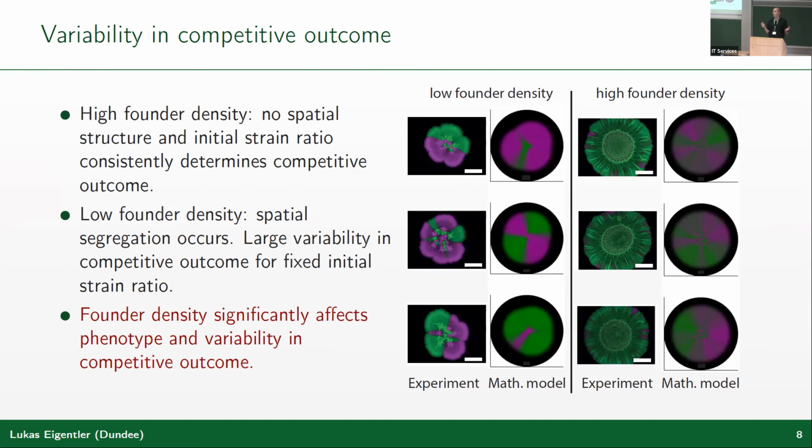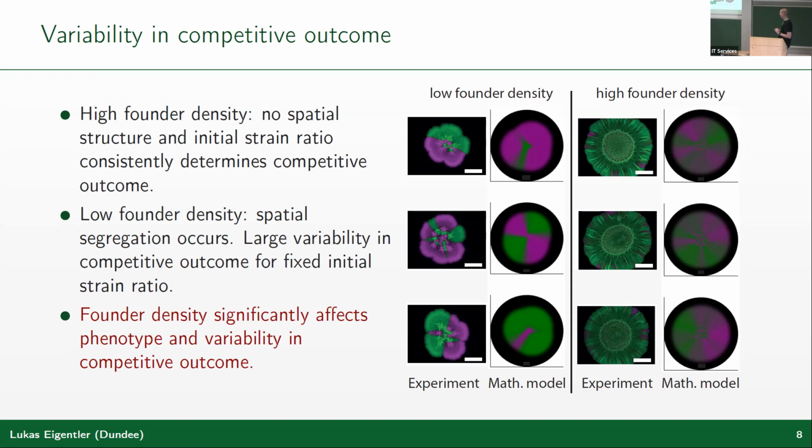And we just started off with some test cases. Here you can see 3 test cases each, one for low founder density, one for high founder density. And essentially we observed two important differences between the founder densities. The first one was no real surprise because that was already known from previous literature. But again, let me just repeat it, was that low founder densities induce spatial segregation.